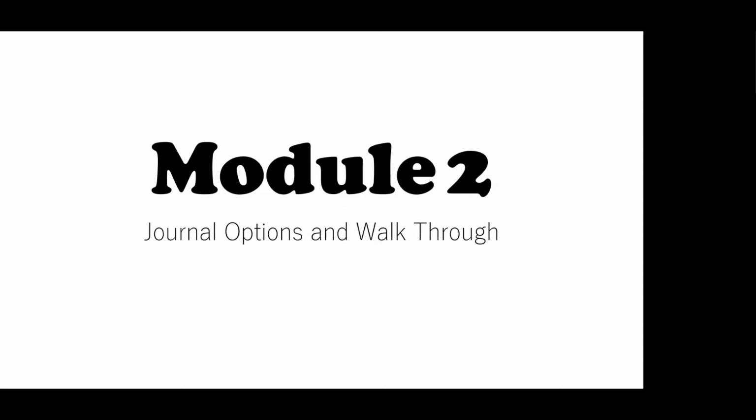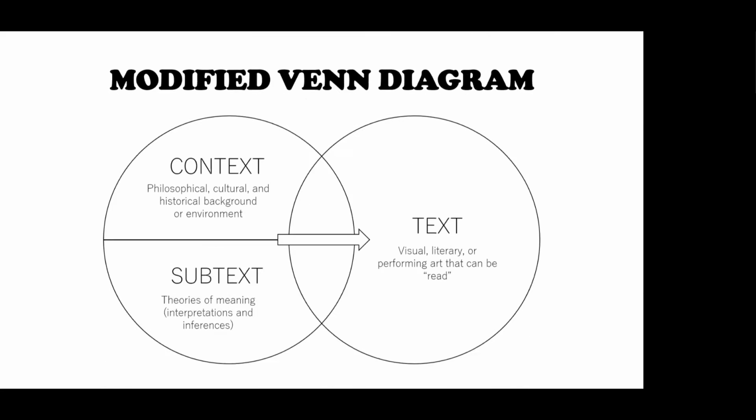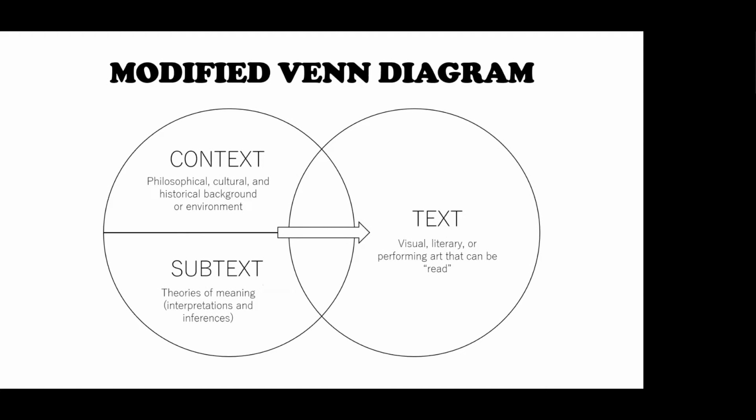So we're going to go ahead and go through Module 2. I'm going to walk you through the journal and make some connections between Module 1 and Module 2's themes. Just like we did in Module 1, we'll be using the modified Venn diagram in order to outline our thoughts. And we're looking at the three major parts that Fierro gives us at the beginning of our text.